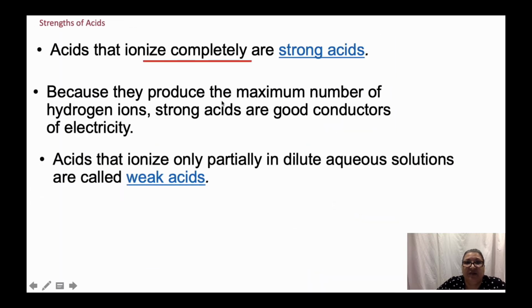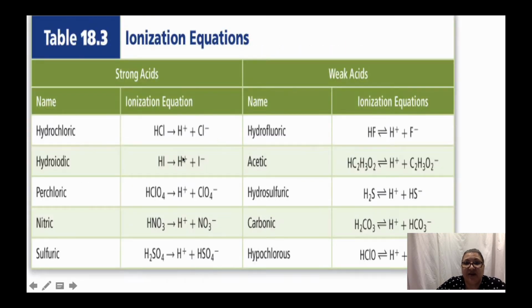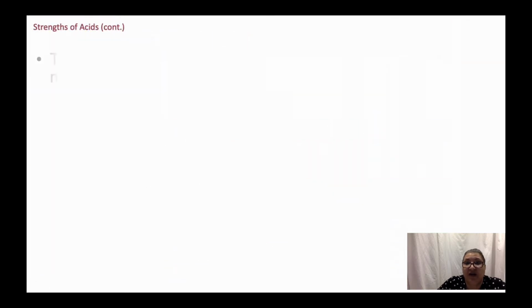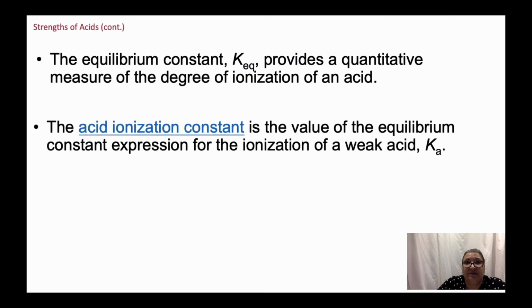And then compared to strong acid, it completely ionizes versus a weak acid partially ionizes. And you recognize this by looking at this table right here. Completely ionizes has one arrow, and then partially you have an equilibrium. It has a tendency to go back, a reversible reaction.